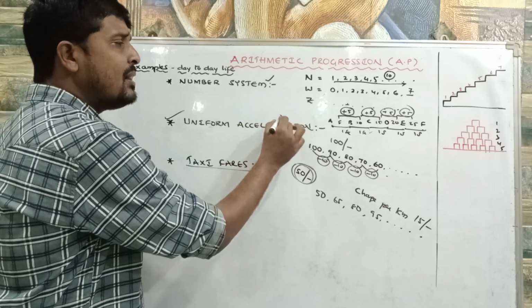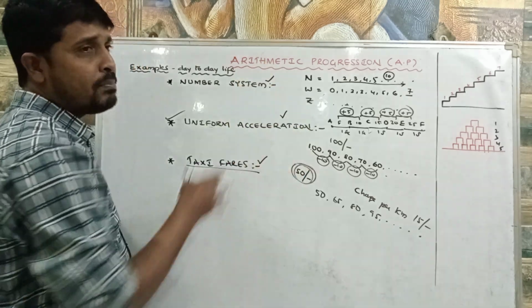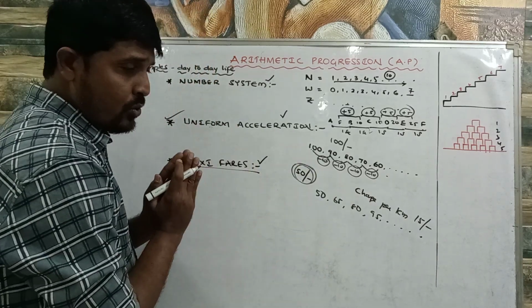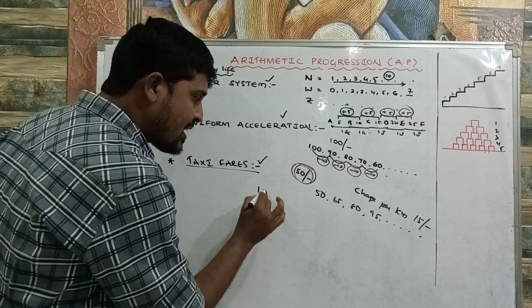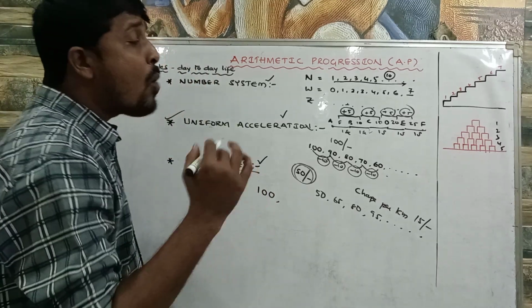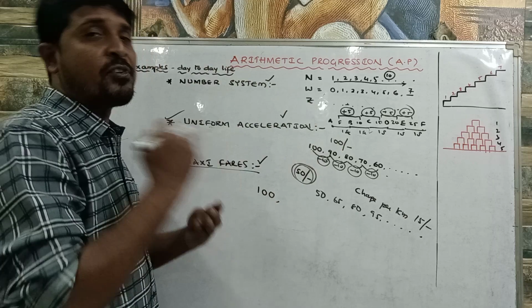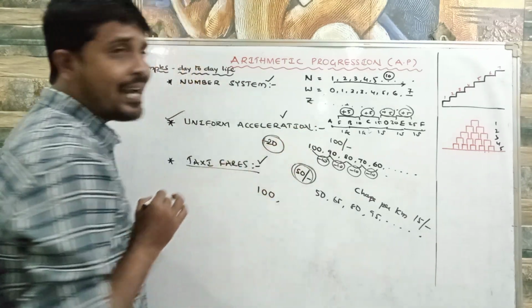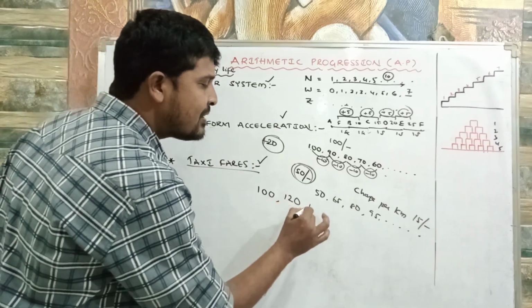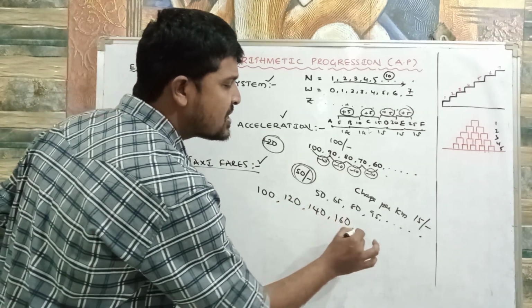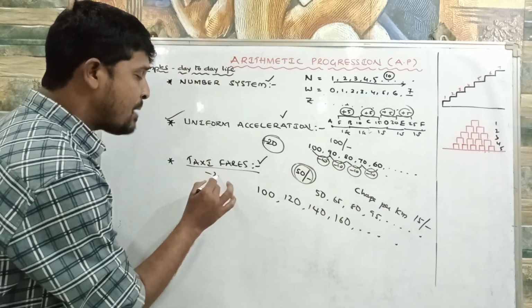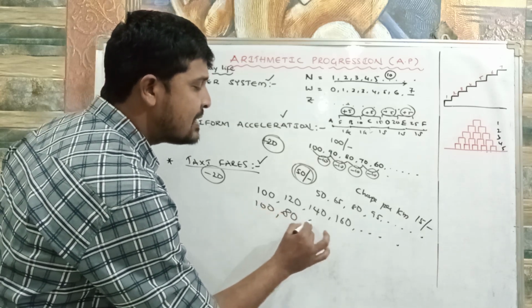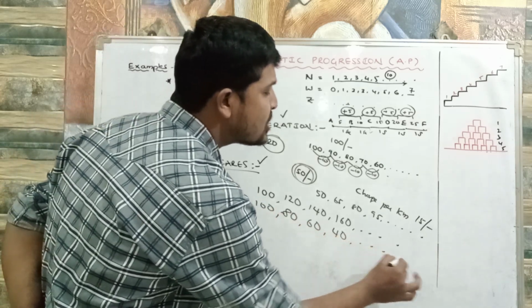So from this example as well as all the examples that we are going to understand, one thing is clear: if you know the first term, let us take 100, and if you know what number is to be added or subtracted, let us take the fixed number 20 to be added, then what is the next term? 120, the next term 140, the next term 160, like this. Let us take the fixed number as minus 20, then 100, then 80, 60, 40 and so on.